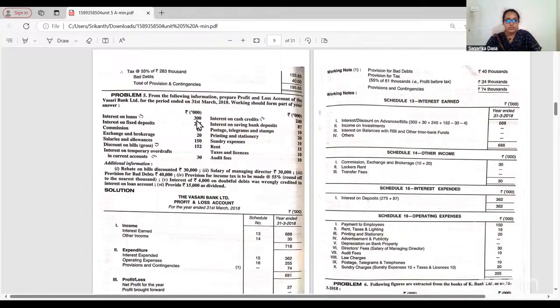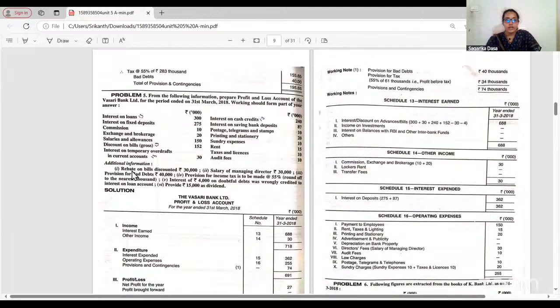Loans, interest on loan is 300. Discount on bills discounted is 152. Then interest on overdraft is 30. If you can see here, 300 plus 30 plus 152 is your overdraft. Then cash credits is your 240.